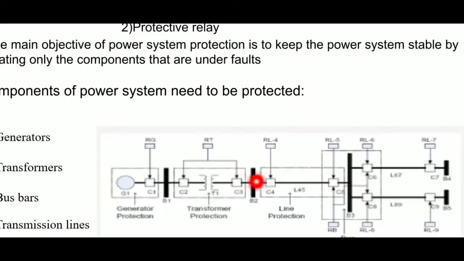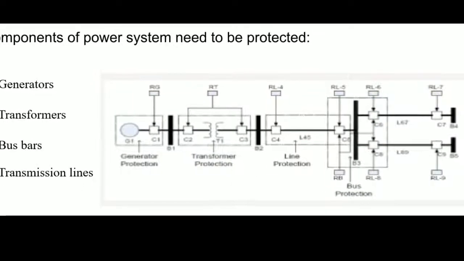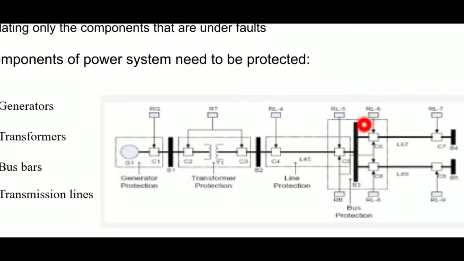Next one is the line protection. This is the transmission line protection. In the transmission line, we connect one circuit breaker called the C4 circuit breaker. That C4 circuit breaker is connected to RT4, that means relay 4, which is connected to the bus bar. This is the bus bar protection.